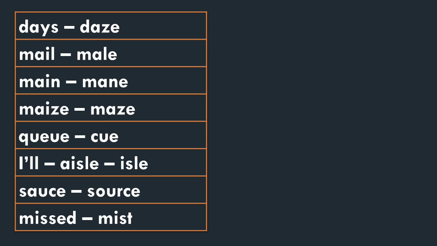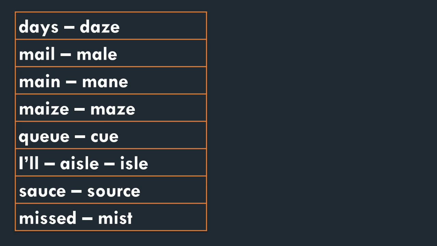M-A-I-Z-E and M-A-Z-E, maize. M-A-I-Z-E, maize, is the long tall plant which grows corn, yellow types of grains used for eating. And M-A-Z-E, maze, is the path which is made with the help of walls or hedges, particularly in a garden, and which is designed to confuse the people.